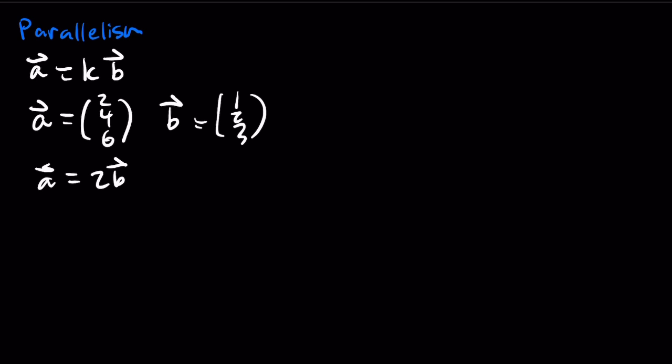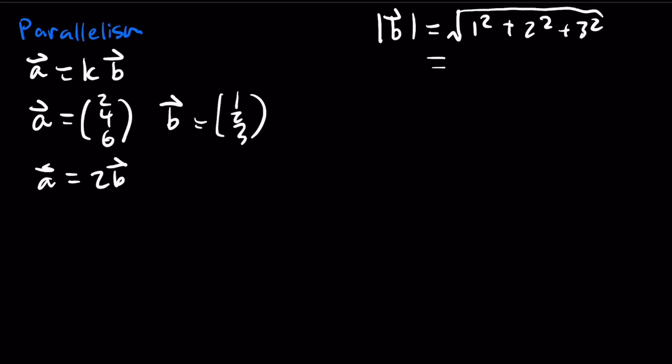And there's one more way to check if two vectors are parallel, and that is to consider their unit vectors. A unit vector is pretty much a vector with a magnitude of 1. And the way you can find the unit vector for any vector is to divide it by its own magnitude. Take vector b, for example. First, to find the unit vector, we need to find the magnitude of b, which is square root 1 squared plus 2 squared plus 3 squared, or simply square root 14.